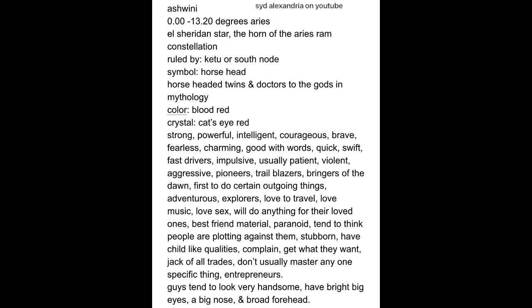If you want to read more, you can, but I'm just going to tell you that Ashwini is so strong and powerful. They are intelligent, courageous, brave, fearless, charming. They're very good with their words. They are quick, swift, usually fast drivers, usually pretty impulsive, yet they're also patient, if that makes any sense. They can be violent and aggressive, but they are really pioneers and trailblazers. They are the bringers of the dawn.